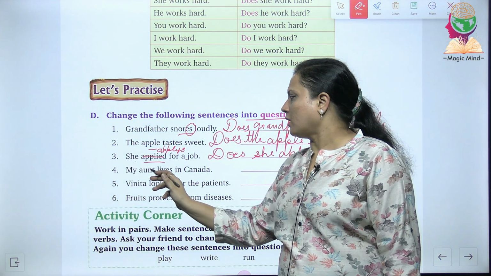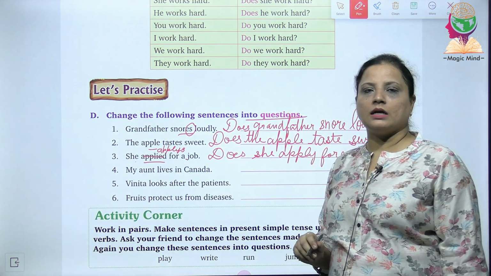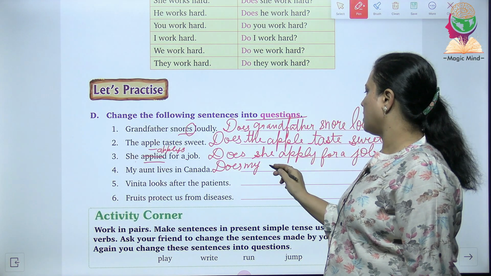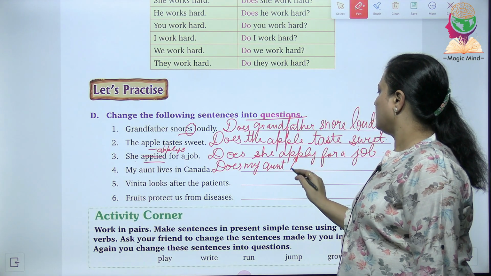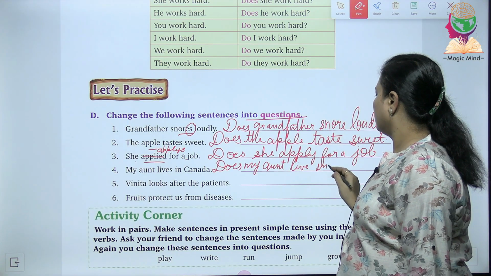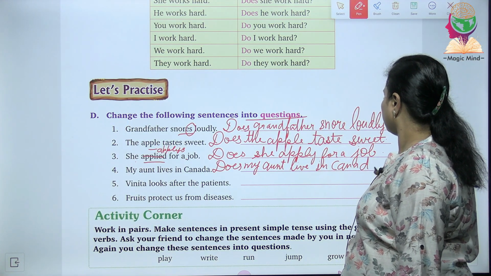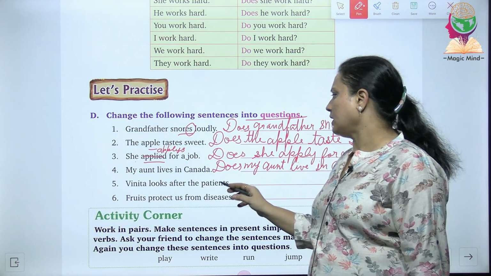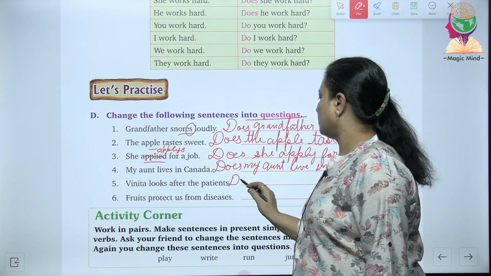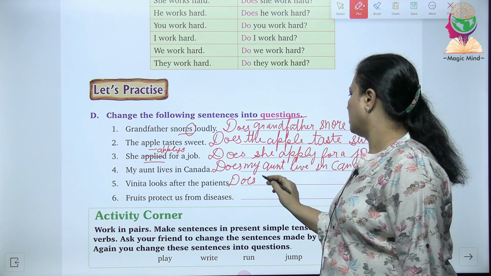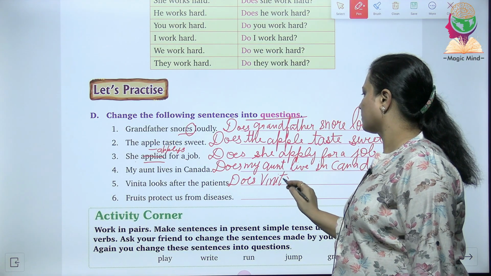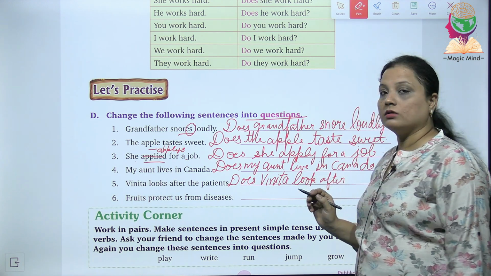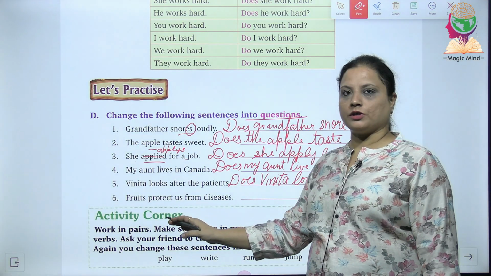Fourth one is my aunt lives in Canada. Aunt is a singular person. So we will write here does my aunt live in Canada? Then the fifth one over here is Vinita looks after the patients. So we will begin with does Vinita look after the patients?